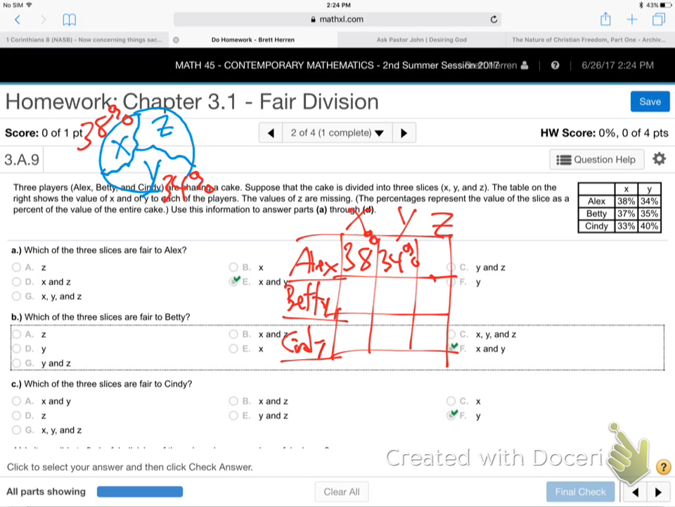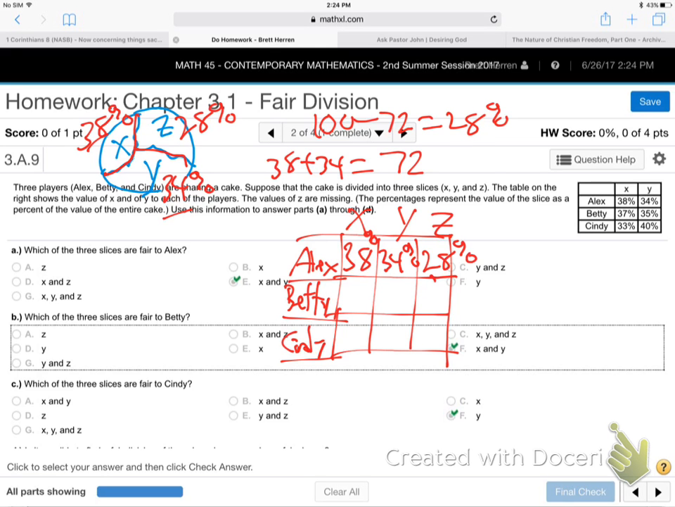It has to add up to 100, right? So this whole cake, Alex is saying where he thinks the value is. If he thinks piece X holds 38% of the value and piece Y holds 34, Z has to hold the rest, huh? So it has to subtract from 100. So we could just take 38 plus 34 for Alex. What is that? 72. And then take 100 minus 72, which would be 28%. So Alex must think that piece Z holds 28% of the value, because the whole cake's 100%. Now those three add up to 100%. Does that make sense?